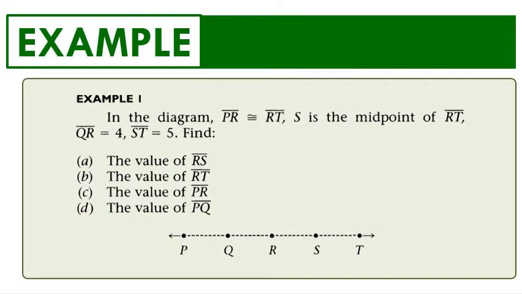For example, some problem related to planes, points, and lines. In the diagram, we have line segment PR, which is approximately equal to line segment RT. S is the midpoint of RT. QR is equal to 4. ST is equal to 5. Then you are asked to find the value of RS, RT, PR, and PQ.